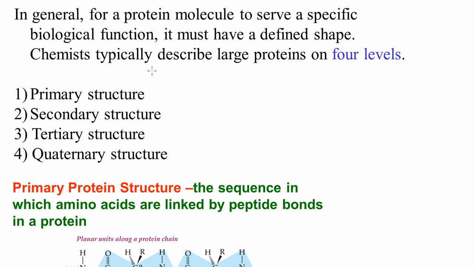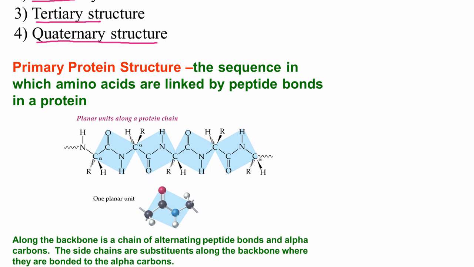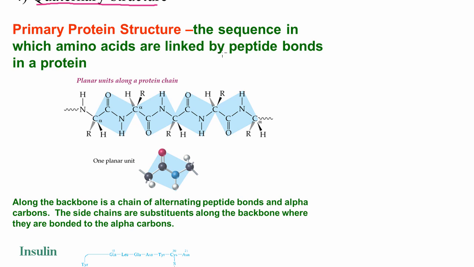So we describe proteins on 4 different levels: a primary structure, a secondary structure, a tertiary structure, and a quaternary structure. We're going to go through each one of these now. Primary protein structure is simply the sequence in which the amino acids are linked by the peptide bonds.